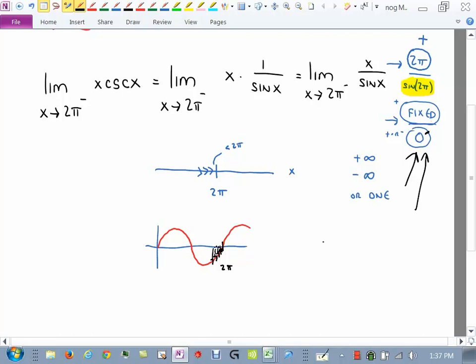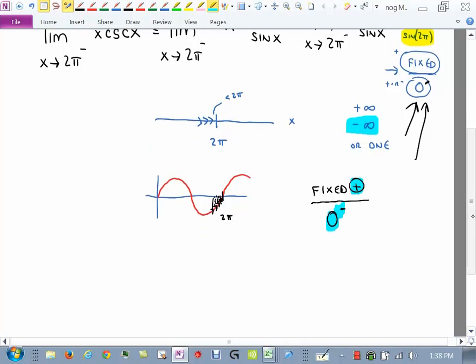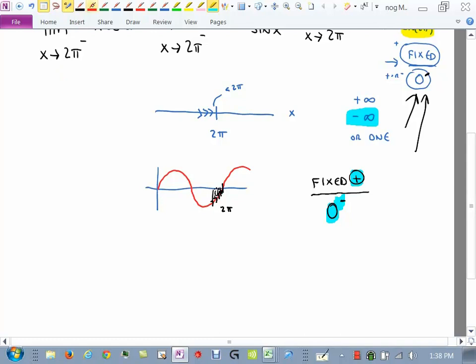So I know that I'm approaching 0, but I know that these are little negative numbers. So what I have is on top, a fixed positive number, and it's being divided by something that is approaching 0 from the left. In other words, approaching 0 with negative numbers. So I'm going to put a little negative right there. So what I can conclude from all of this is that my answer must be negative infinity, because I have a positive number divided by some small negative number. So therefore, the answer to this is negative infinity.